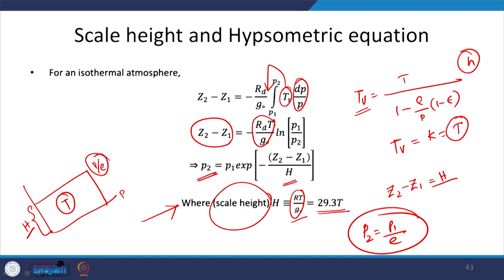So, I think we will stop here. We will continue our discussions about how we can use the hypsometric equation. We have already derived the hypsometric equation in a different class. We will try to see how we can deduce meaningful conclusions based on the understanding of the hypsometric equation and the scale height.